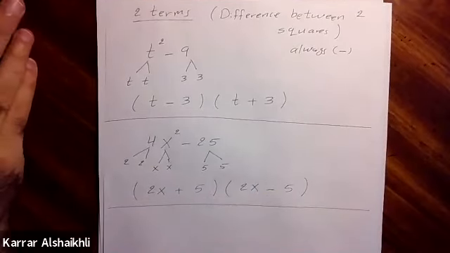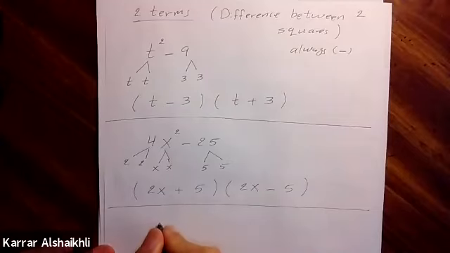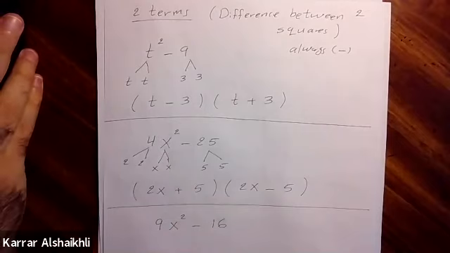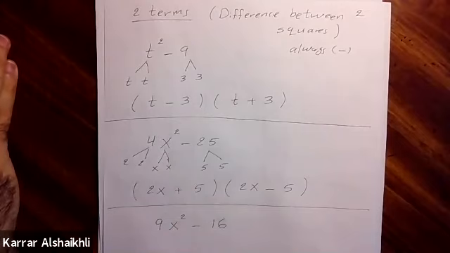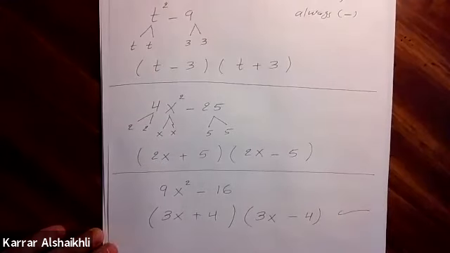Let's do another one. I need you to work on this one. 9x squared minus 16. It's 3x plus 4 and 3x minus 4. That's it. This is our solution.